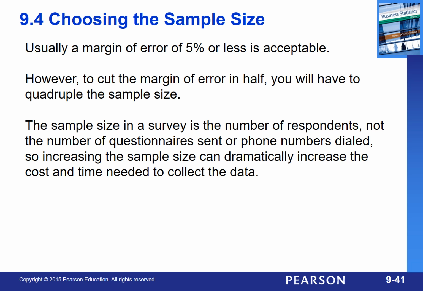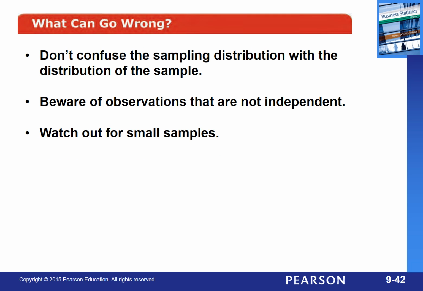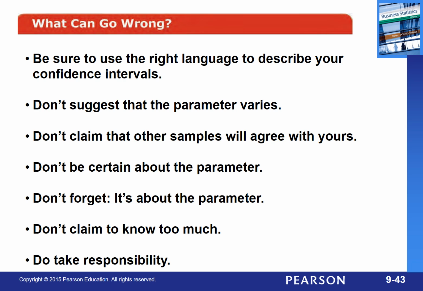What can go wrong? No, seriously, what can go wrong? Be careful. Sampling distribution is about a sample, not an individual. Don't confuse it with the distribution of the sample. Beware of observations that aren't independent. If they're not independent, you can't be doing this. Watch out for samples that are too small. You'll probably notice they're too small when you do the success-failure condition, but keep in mind if it's small, it's probably not normal. All right.